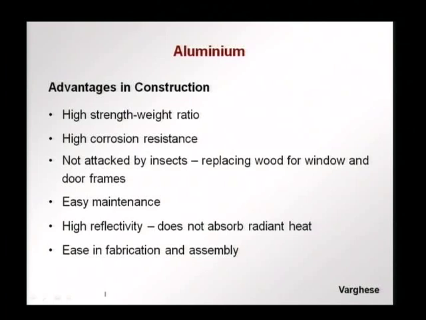As we already saw, it has high reflectivity, this we will deal with in the slides that follow. It does not absorb radiant heat, it reflects it off. Though it is a good conductor, it is used in insulation due to its high reflectivity. Since it is a relatively soft material, it is easy to fabricate and assemble aluminum sections and aluminum pieces.